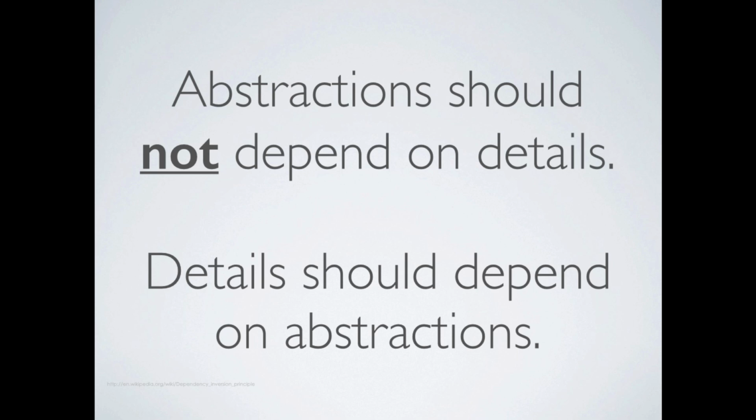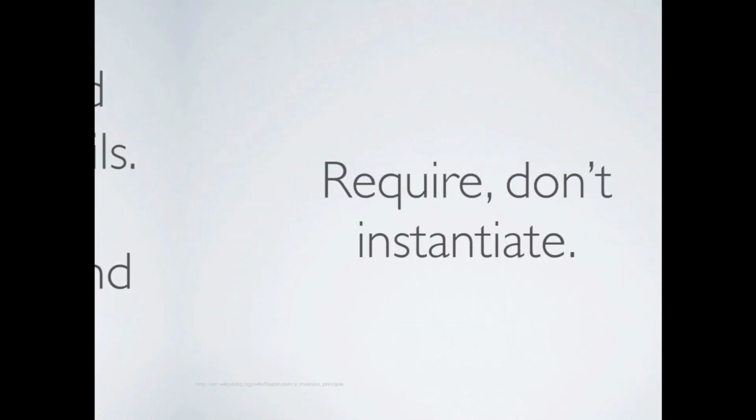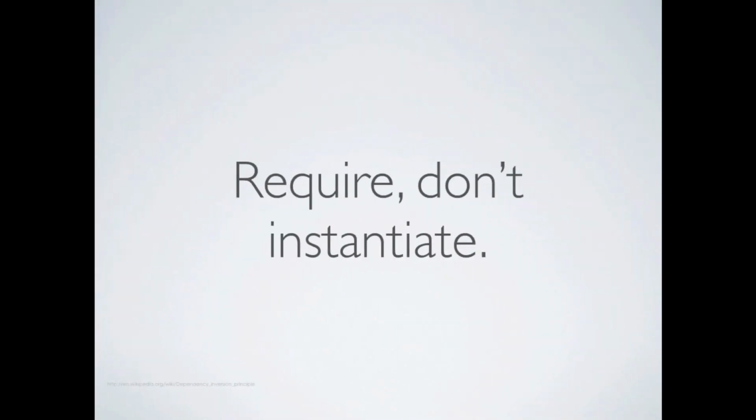Details, instead, should depend on abstractions. What this means is that if you have one object which depends on another object, it should really depend on an abstraction of that other object and allow that other object to be provided to it, rather than have a direct dependency resulting in tight coupling. This is often summarized as require, don't instantiate. And at its simplest, that's essentially what we're talking about.